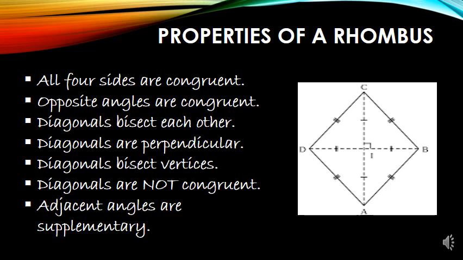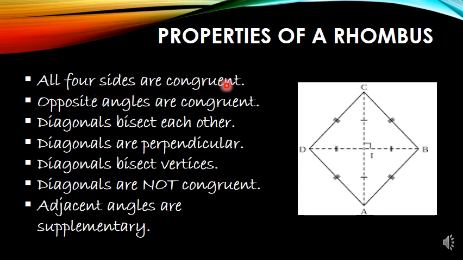Coming to the first type of parallelogram, that is a rhombus. So what is a rhombus? It is basically a quadrilateral which is classified as one of the types of parallelogram. So it should satisfy all the properties of parallelogram. After that, it has some special properties that you are going to learn now. So all the four sides are congruent. This is the first property of rhombus.